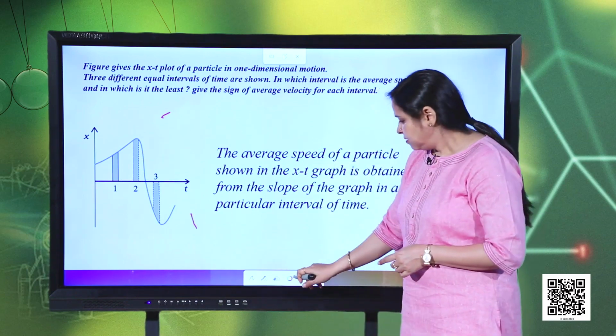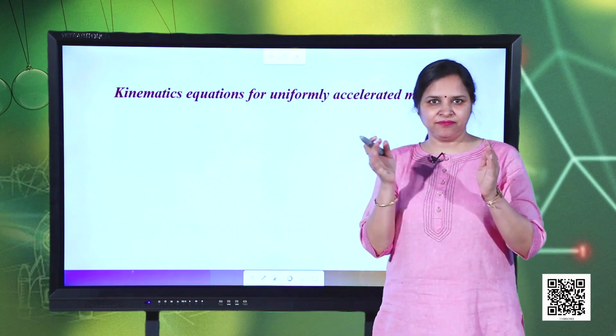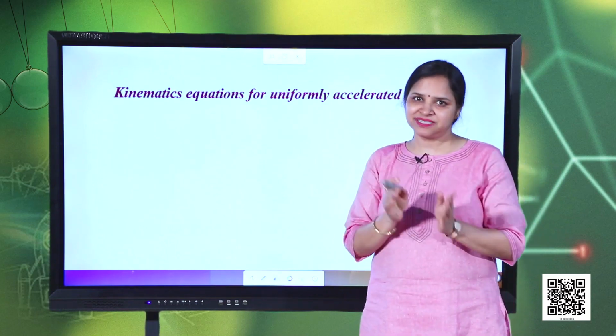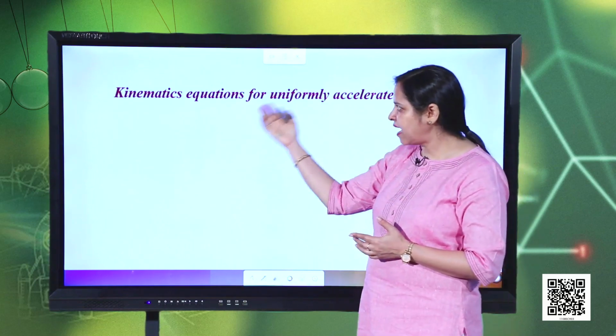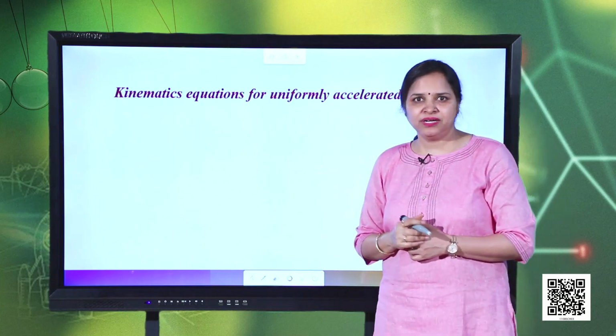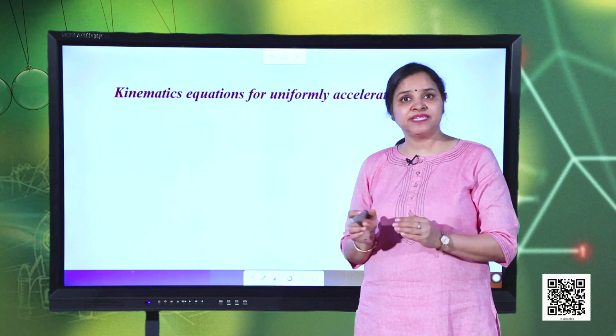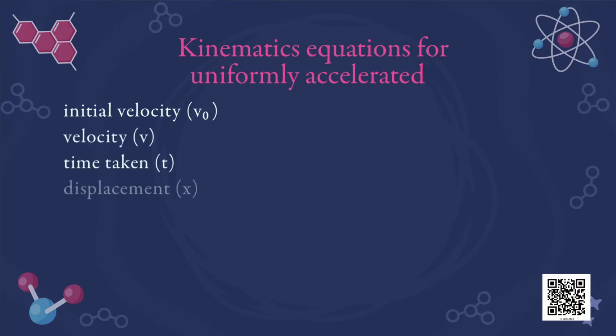Now, we can also relate these velocities, acceleration, and time with simple equations, which are known as the kinematic equations for uniformly accelerated motion. So, let us derive the equations which relate the initial velocity, let us say v naught, the final velocity v, time t, displacement x, and a constant acceleration a.